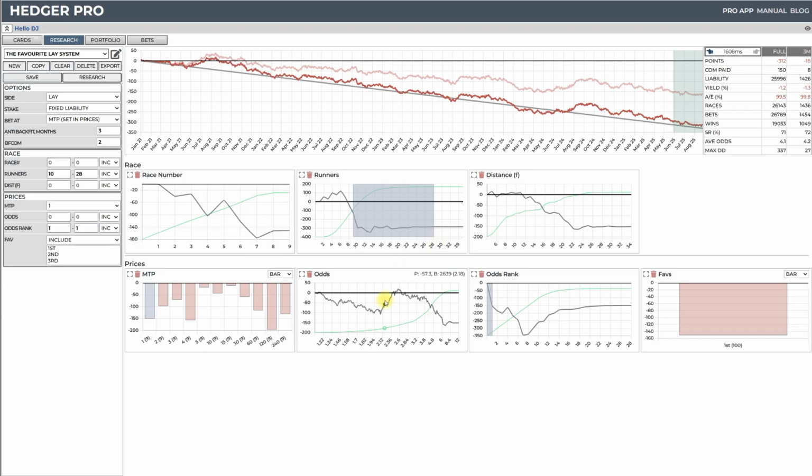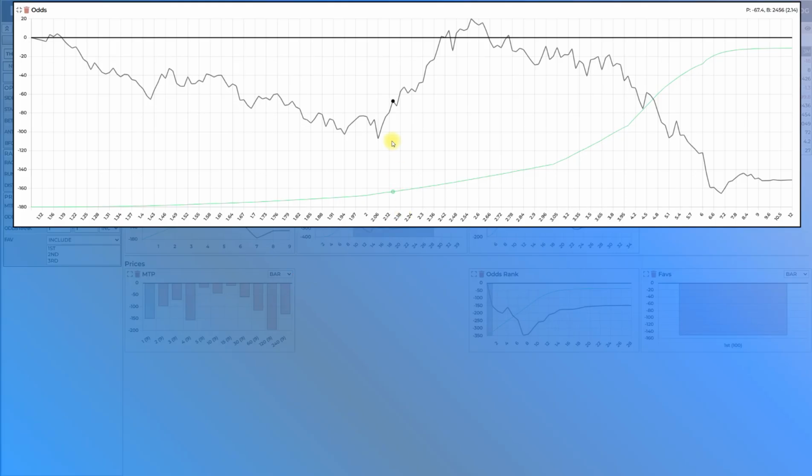Okay, so what this is telling us is that if we want large fields of runners, and we want to be looking to lay the favourite, the sweet spot with the odds range is here.